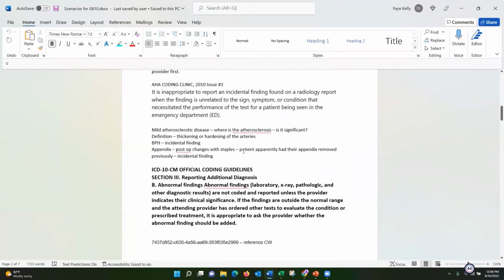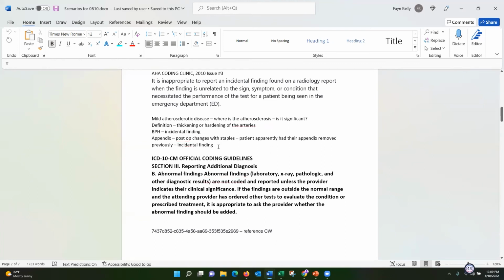So what I want to point out here is our findings that the radiologist saw and made mention of would have been the atherosclerosis, would have been the BPH, would have been the fact that he saw staples. So the patient had a previous appendectomy. Those are not related to why the patient's here, and they were not documented in the impression. They were only findings. So we would not capture these diagnoses in our coding.